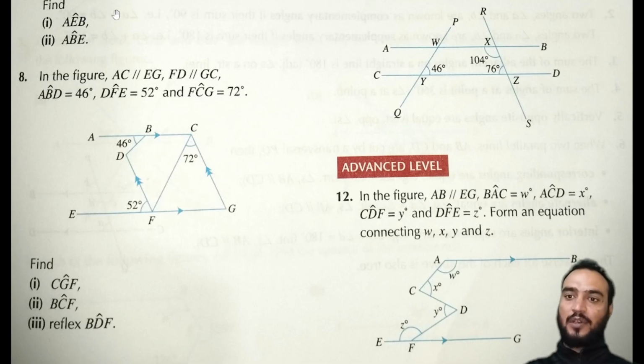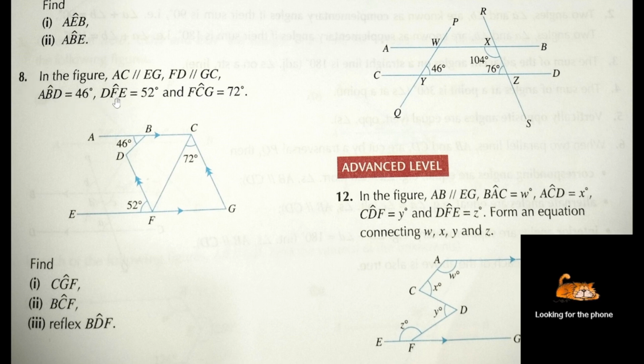As you can see in the book, this is question number 8, and it says that in the figure, AC is parallel to EG, FD is parallel to GC, angle ABD is equal to 46 degrees, angle DFE is equal to 52 degrees, and angle FCG is equal to 72 degrees. So these are two lines AC and EG which are parallel to each other. At the same time, FD and GC are two lines which are parallel to each other, and it is shown by two arrowheads on GC and FD and by one arrowhead on AC and EG.